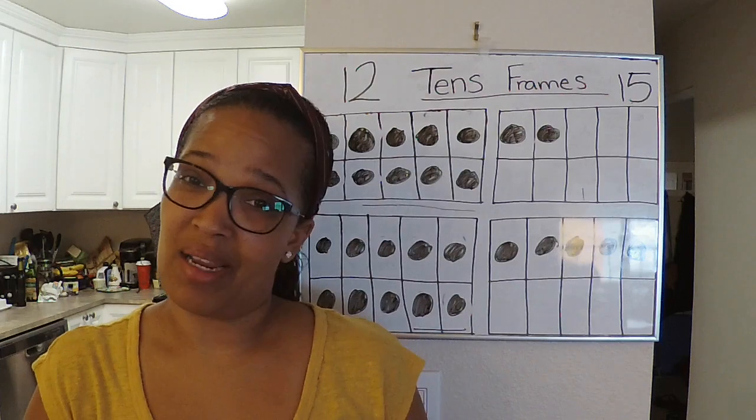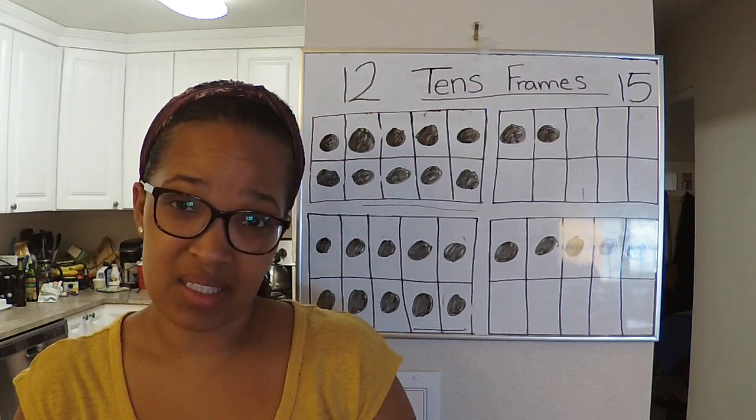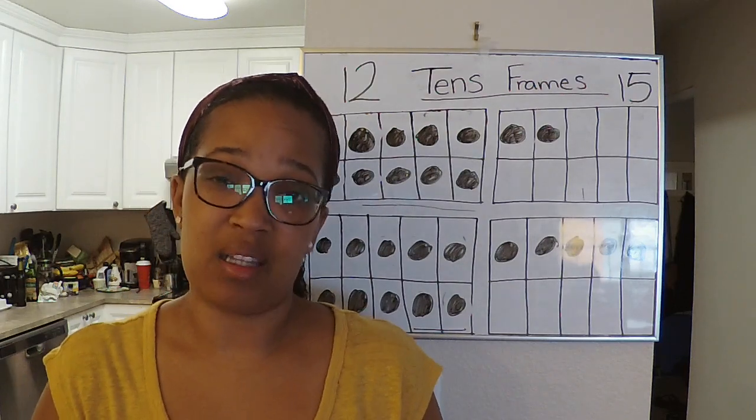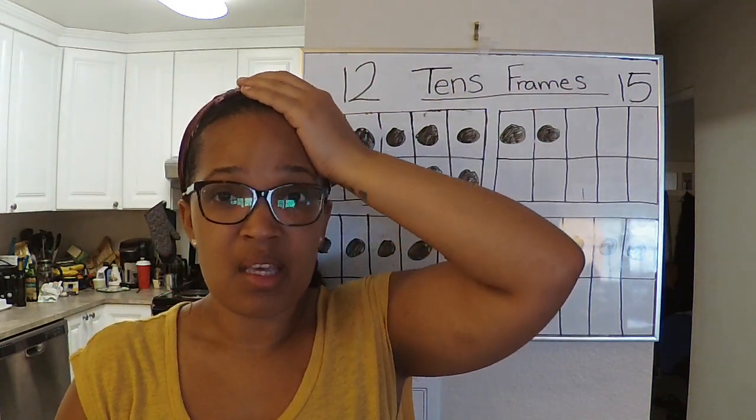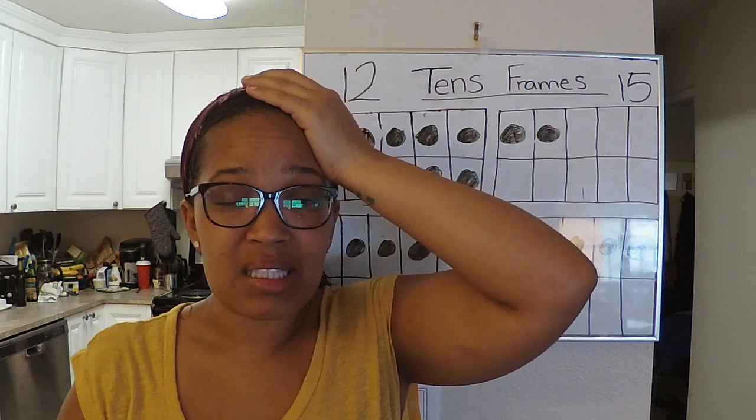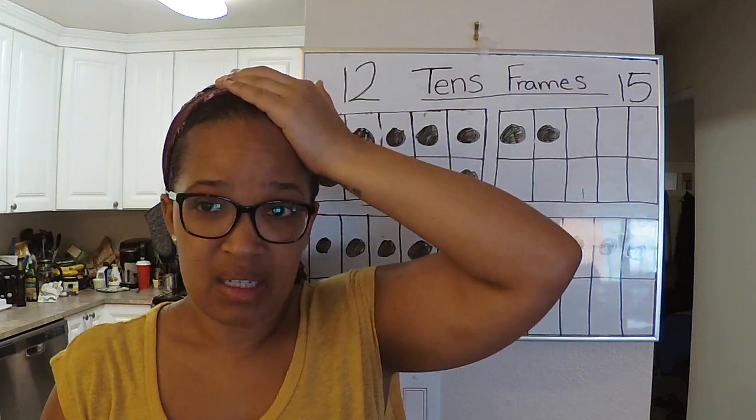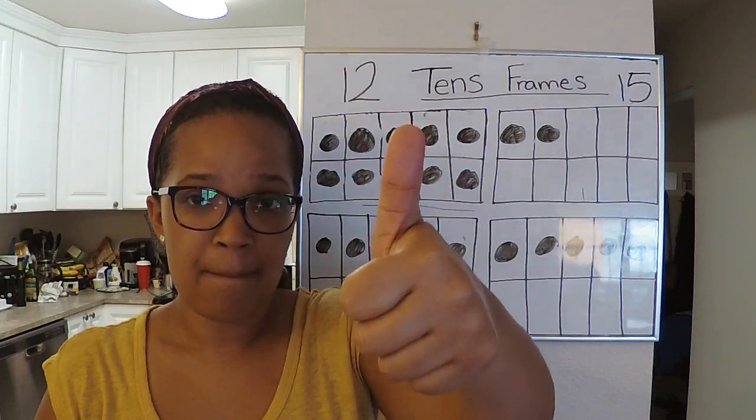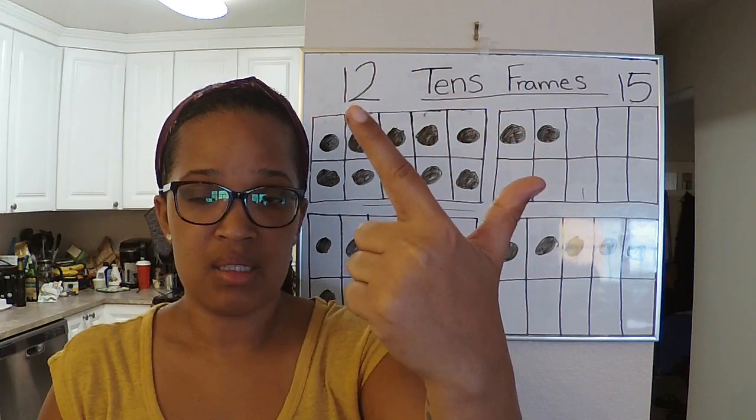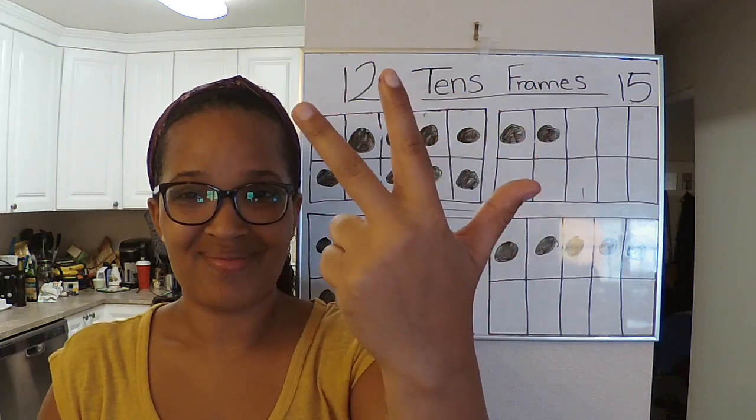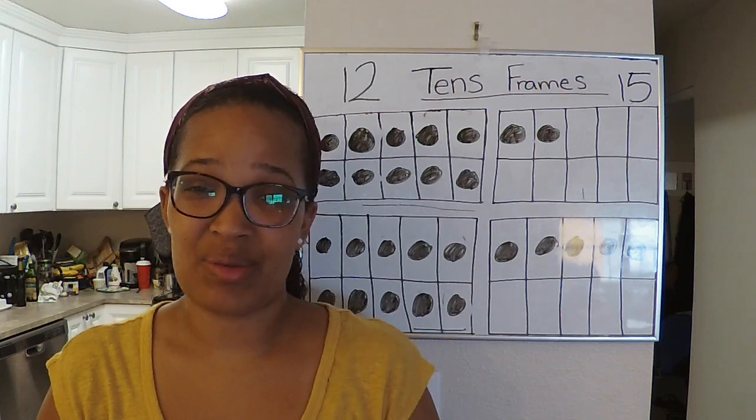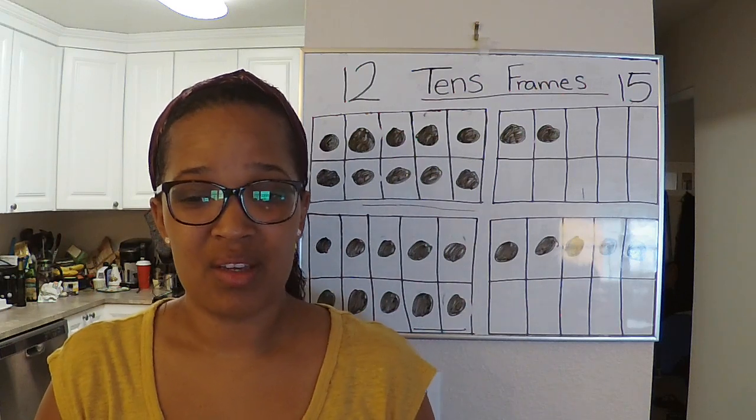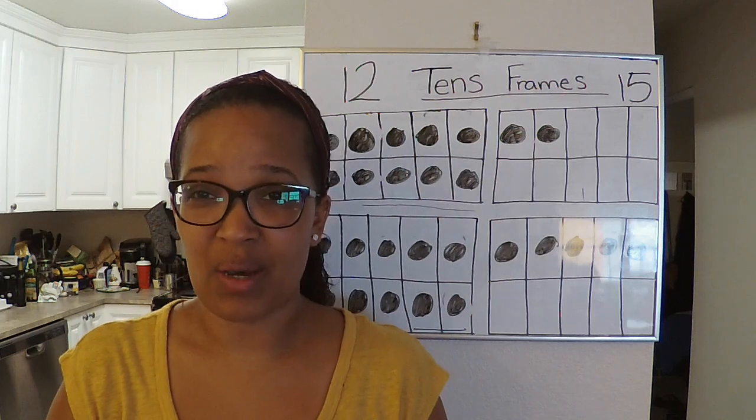One more way to compare the numbers is I can count backwards from 15 to 12 and see how long it takes me to get there. So 15 goes in your head this time, and we're going to count backwards to 12. 15, 14, 13, 12. It took us 3. Again, 15 is 3 more than 12.